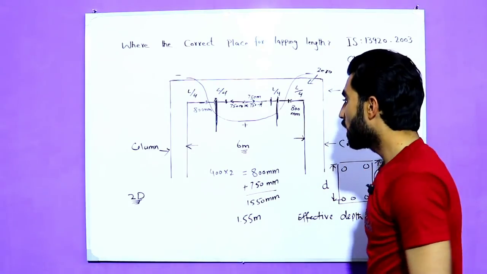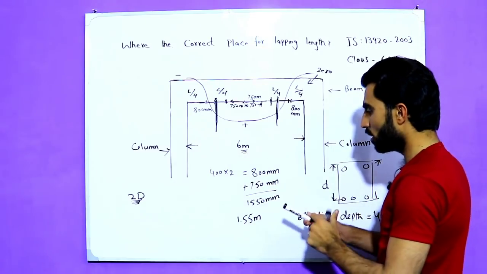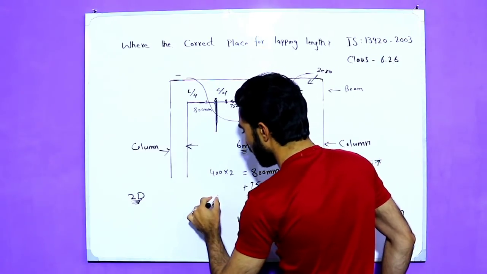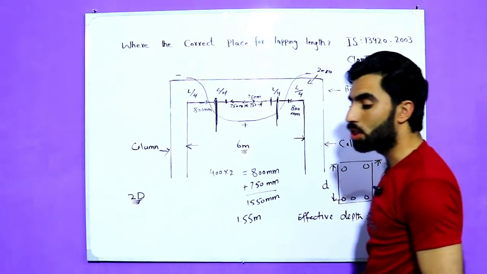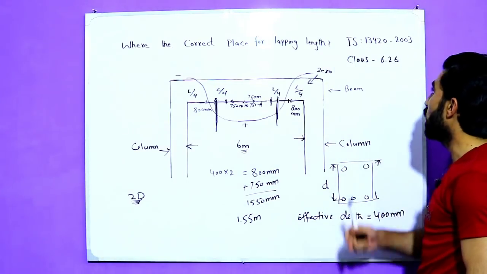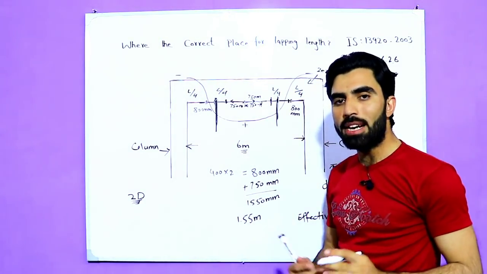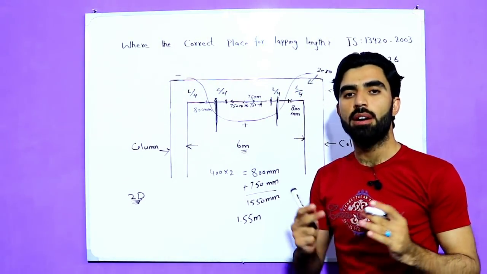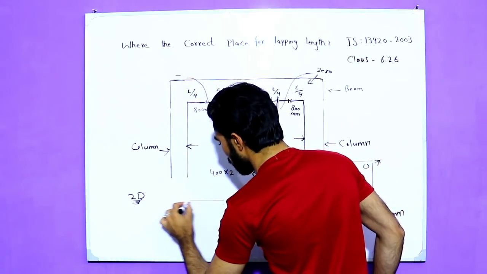Right? Now guys, here is also one question. Sometimes we say our IS 13920/2003 in the clause of 6.2.6, they said lapping length should not be more than 50%. Okay, so here guys there is one other question.